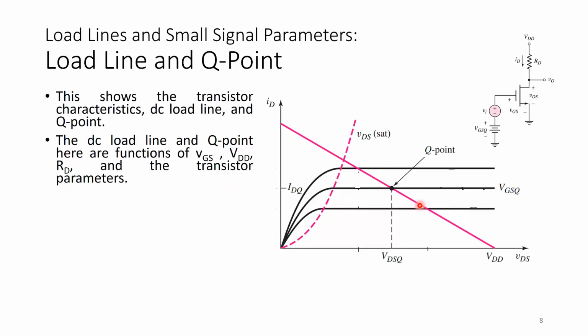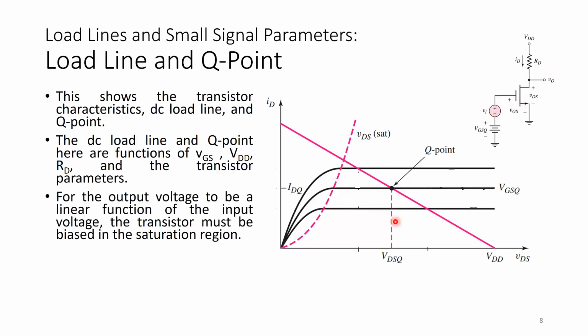These are functions of VGS, VDD, and RD. So for this particular circuit, what controls the Q point and the DC load line is VGS, VDD, and RD. Because vin will be this vin here, this is the input signal. So for the output voltage to be a linear function of the input voltage, because we said it's supposed to be a linear amplifier, the transistor must be biased in the saturation region of the drain current. Can we operate it in the triode region? Yes, we can, and sometimes we need it to be in the triode region for other applications, but for linear amplifier, for ELE424, we want the transistors to operate in the saturation region.